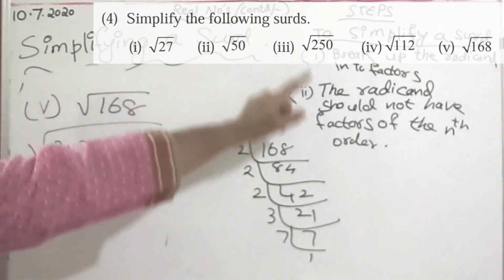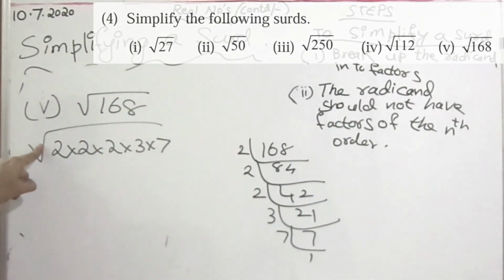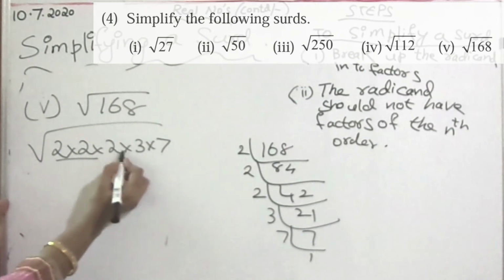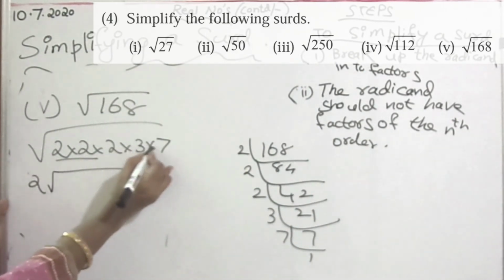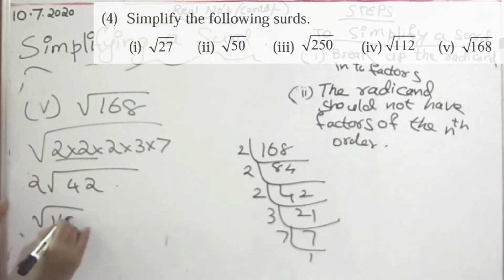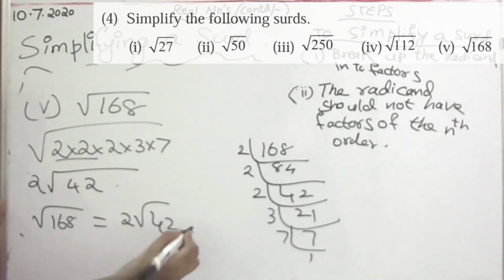Okay, so first we have done. Now second one, radicand should not have factors of nth order. What is the order here? 2. So one which is repeated 2 times will come out. Nothing else is repeated here. Only 2 is repeated. And then 2 3s are 6, 6 7s are 42. So root 168 is equal to 2 root 42. A simplified form. So we have finished simplifying a surd.